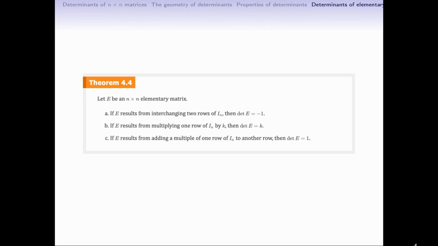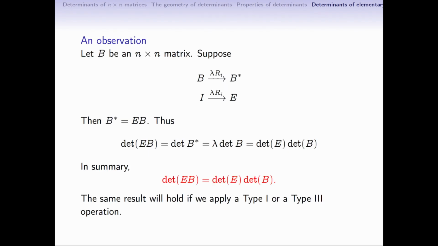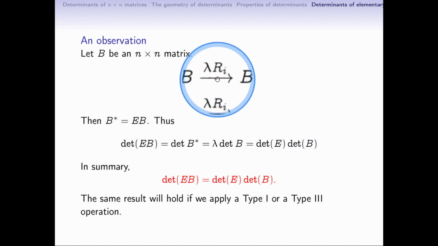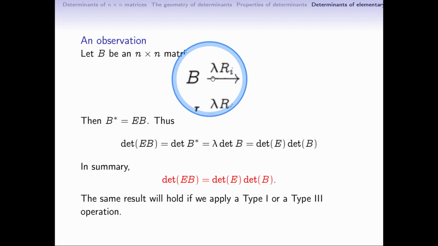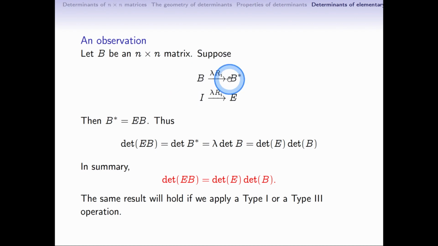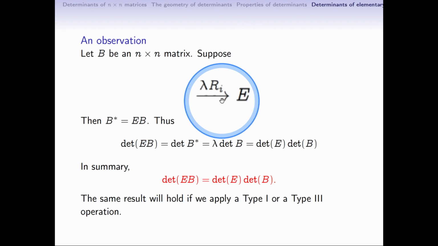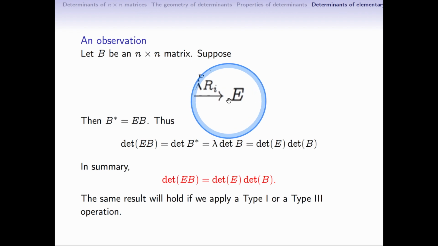Now let's study an important consequence of theorem 4.4. So let B be an n by n matrix, and let's suppose I transform B into a matrix B star by a single type 2 operation. So I'm going to take row i of B multiplied by lambda and transform B into B star. Now let's take an identity matrix of exactly the same size, and let's perform exactly the same row operation. So I'm going to take row i of the identity matrix multiplied by lambda and produce the elementary matrix E.